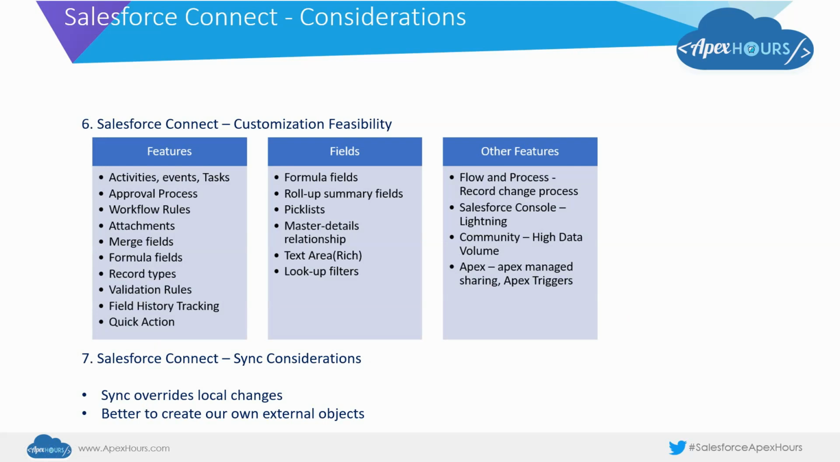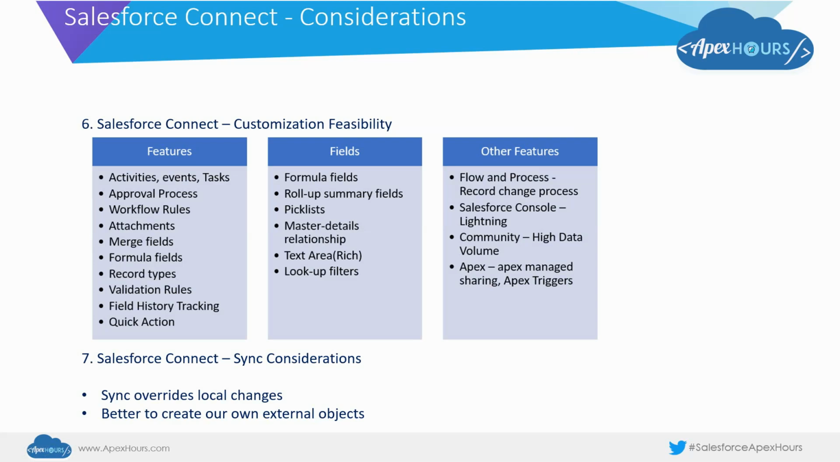There are some additional features also which are not currently supported with external objects, like you cannot create merge fields, formula fields, or record types. Validation rules are not possible on an external object. Field history tracking is not supported. Quick actions are not supported. You cannot create text area rich type of fields for external objects. Flow and Process Builder are not supported. Then if high data volume is enabled, we have seen an additional set of limitations. Also sharing is not supported. Triggers are also not supported. If you need to write a trigger, you need to have an asynchronous mode of execution.